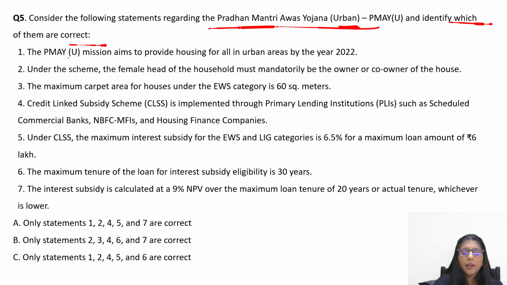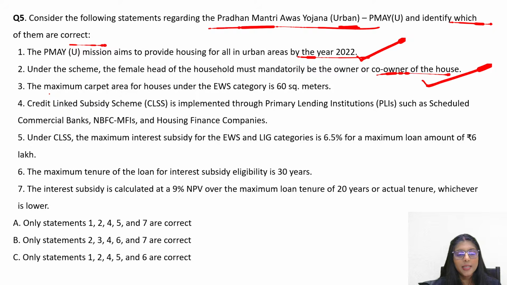correct. Pradhan Mantri Awas Yojana Urban Mission aims to provide housing for all in urban areas by the year 2022. Yes, correct. Under the scheme, the female head of the household must mandatorily be the owner or co-owner of the house. Yes, correct. The maximum carpet area for houses under the Economically Weaker Section category is 60 square meter. No, it's 30 square meter, not 60.